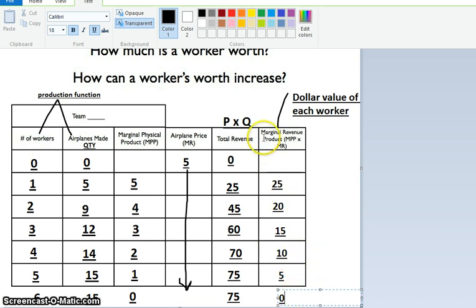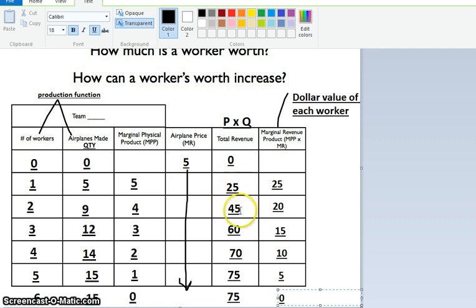Now, the reason I made you do this with the total revenue here is you didn't have to do it, but I think it's kind of illustrative to show you what's happening here. So this is the marginal revenue product. Notice the change in revenue that each worker brings. So if you notice, the first worker brought $25 worth of revenue, where before, when we had 0 workers, we had no revenue. We produced nothing. So they were worth $25.